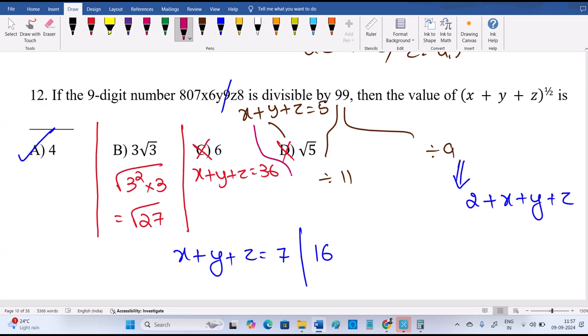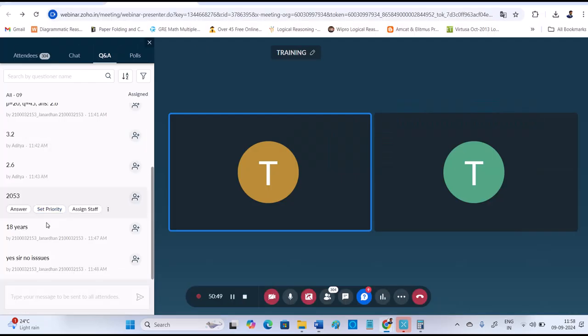So 27 plus 2, 29 is not divisible, right? So simple. You can do trial and error. I'm not checking divided by 11. With divided by 9, only one option is available, satisfying that, right? Okay, so perfect. Hope everybody is clear with the inputs.